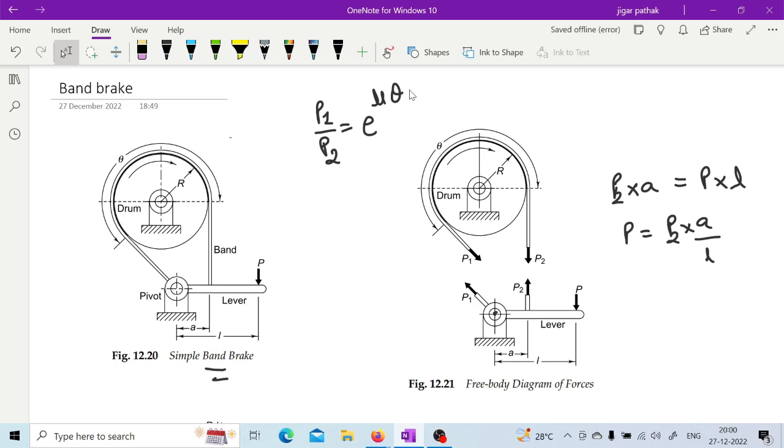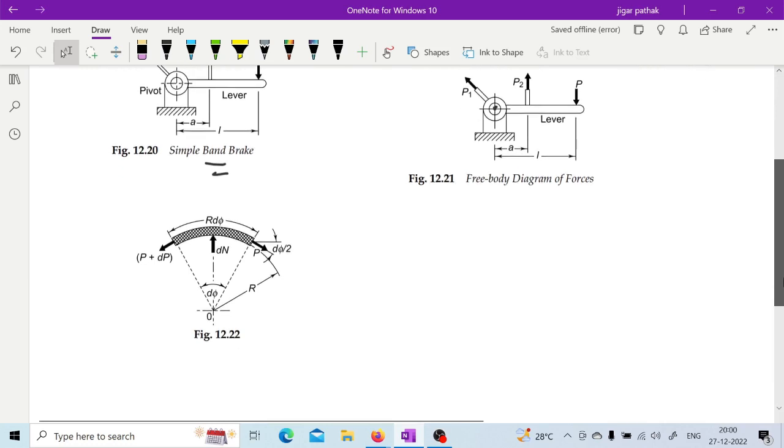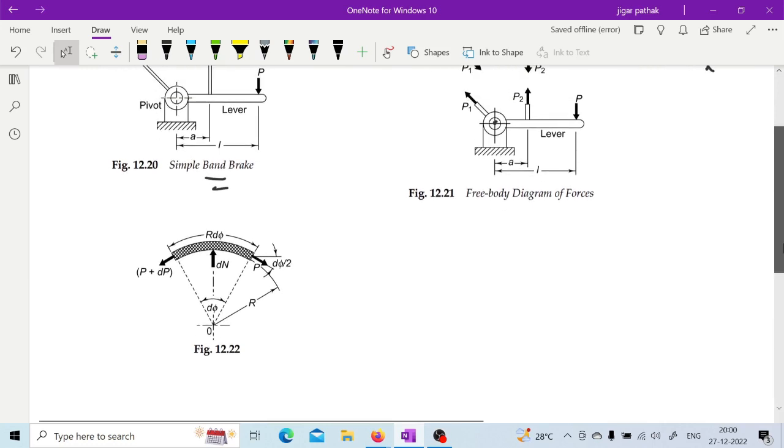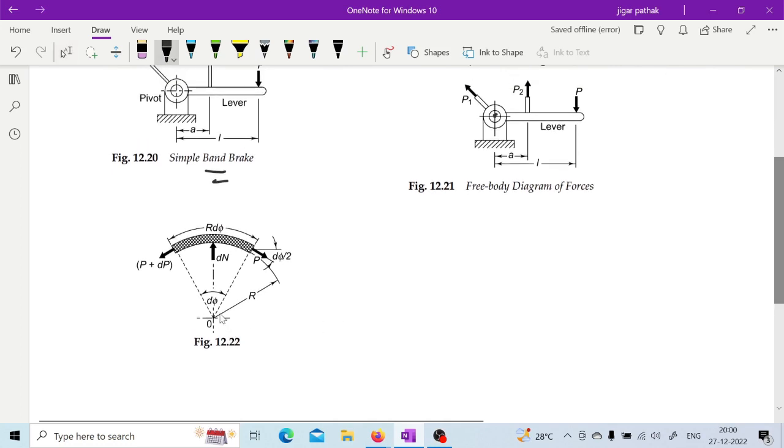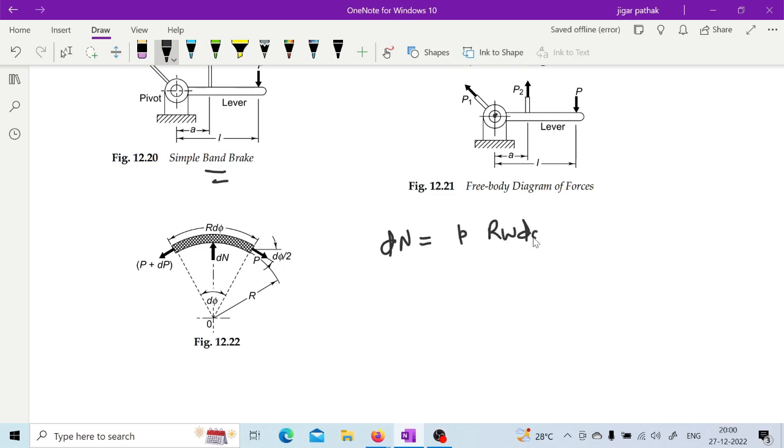Yes, sir. So once you have this basic idea, if you can see the forces acting in a particular portion of this d phi, as mentioned here, you can come up with this dN again as P into R w d phi, as we have seen earlier. Here also it is like this only.